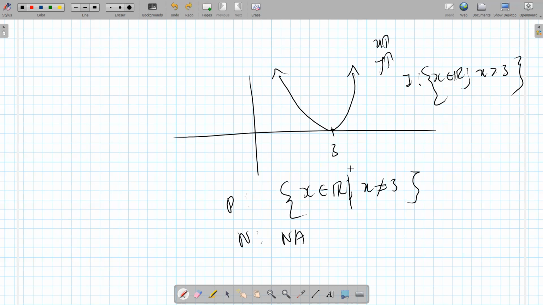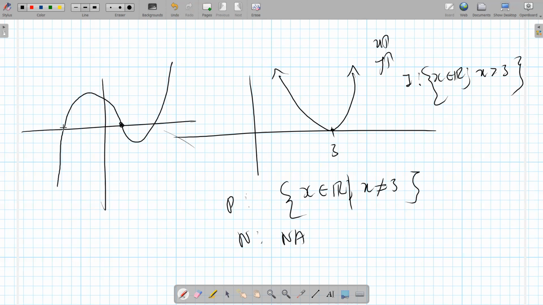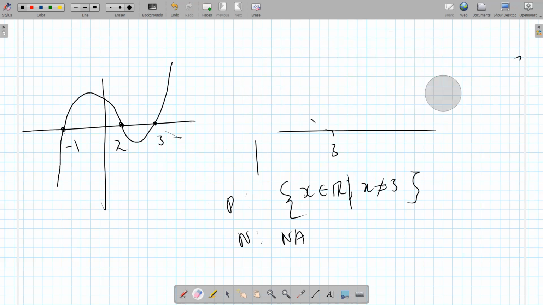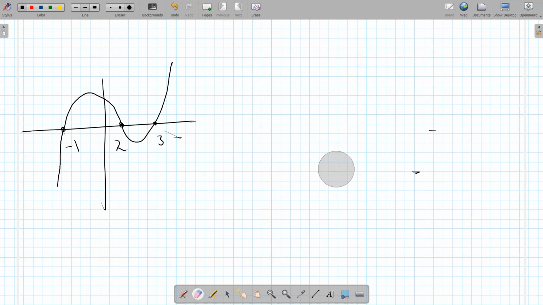Okay, and if it was facing down, the parabola, let's make it a little bit more complicated. All right, let's do this one. Let's say this is -1, this is 2, and this is 3. We're going to do this one last question. Give me the positive intervals.